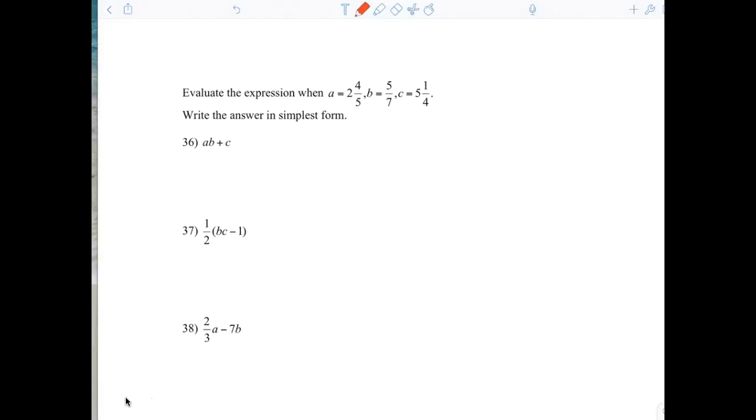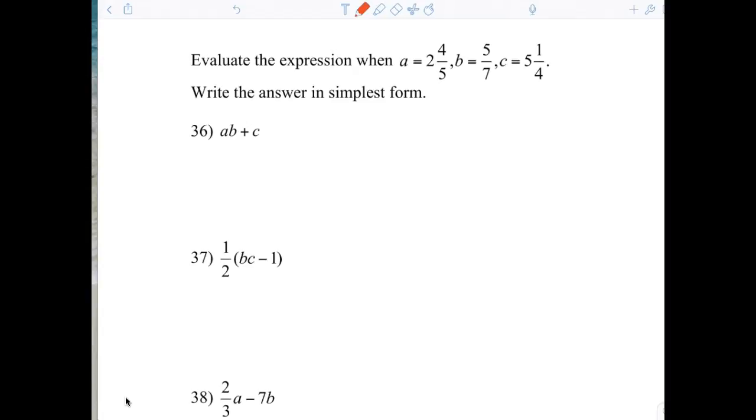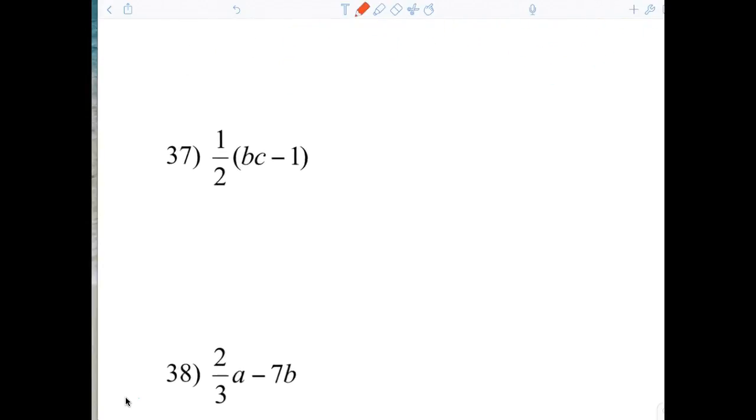Now I want to go to 36. I want everybody to take a look at 36. I'm going to show you how you can do this on your calculator. This is just plugging it straight in, guys. Is everybody hearing me? So for 36, it would be 2 4/5 times 5/7 plus 5 1/4. Now, listen to me. You must write that down on your paper, and then you use your calculator. Everybody's got to type it on the calculator. And what do I get? I got 7 1/4. Is that right? Yeah, 7 1/4. Good.